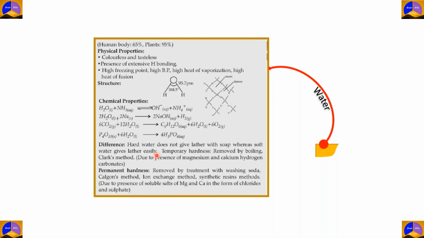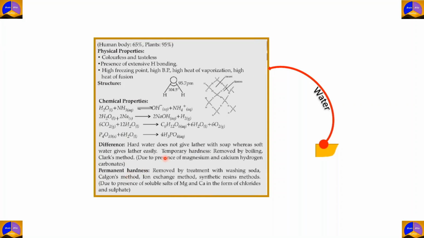Now, we will move on to the two types of hardness, which are temporary hardness and permanent hardness. Temporary hardness is caused by the presence of carbonates of magnesium and calcium. Magnesium and calcium hydrogen carbonates give temporary hardness of water. Now, there are two ways by which we can remove temporary hardness of water.